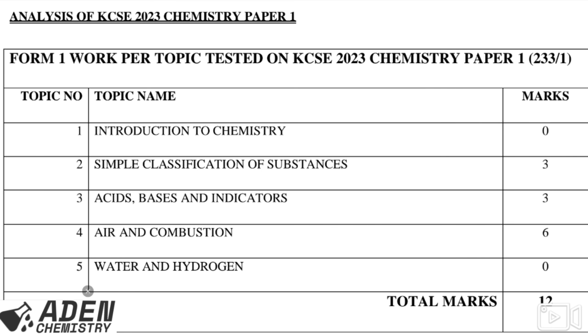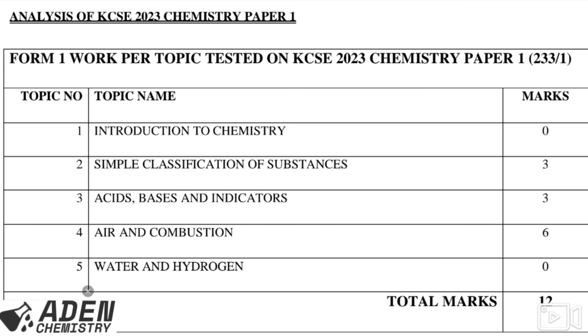So we start with Form 1. Form 1 work by topics tested on KCSE 2023 chemistry paper 1. So we are going to start first of all with the topic number. In Form 1 work, we're having 5 chapters, and next we're having the topic name and the marks that it had in KCSE 2023 paper 1.